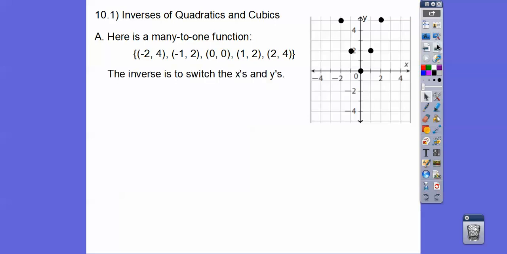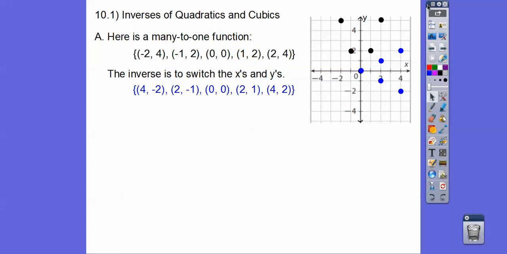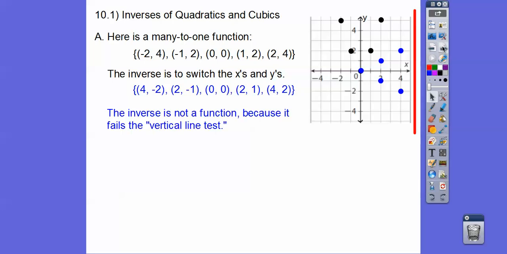So the inverse is to switch the x's and the y's. So this -2, 4 would become 4, -2, and so on, and so would all the rest of them be right there. And then if we graphed those, it would be that graph right there. All right, so now this graph, the blue points right there, is not a function because it fails the vertical line test. Remember, if we did the vertical line, it intersects those 2 points. So if you draw a vertical line through and it intersects your points in more than one spot, then it is not considered a function. Do you guys remember the vertical line test right there?